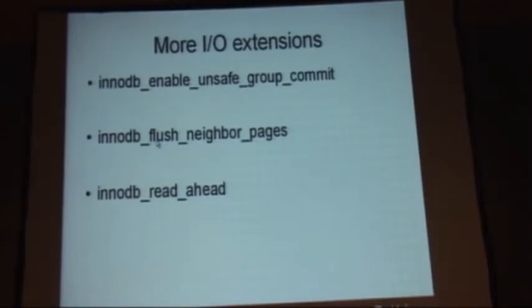Flush neighbor pages. So if a dirty page is flushed, should you also flush a neighbor page? The theory is if you've updated data in here, you might have updated it there too. So why don't you just flush them at the same time? Since you're already at this point in disk, if you're flushing this page here, why not flush this page here too? Because your disk head is right there.